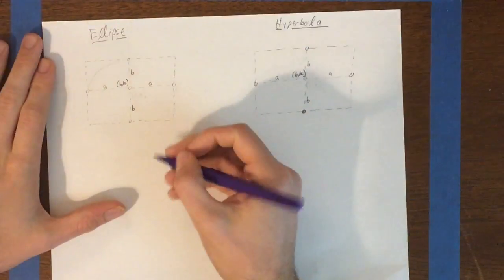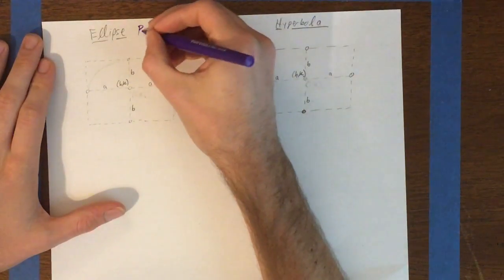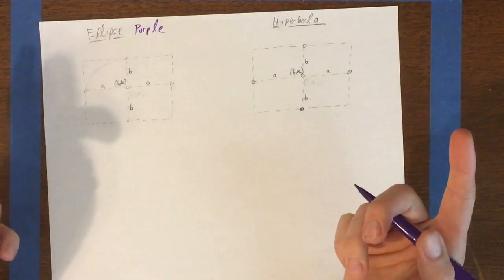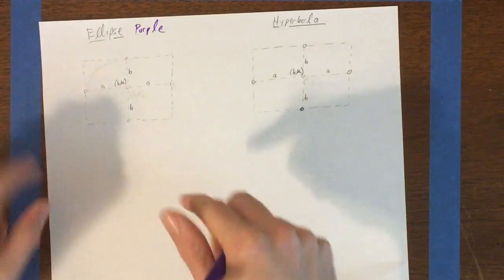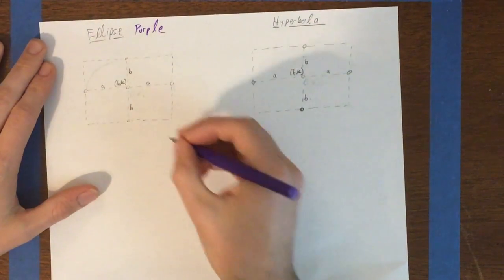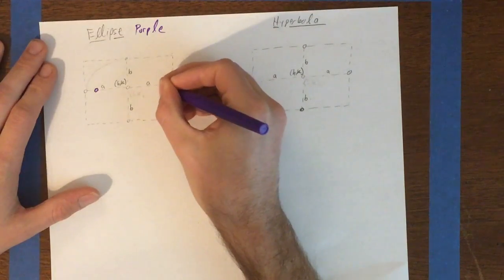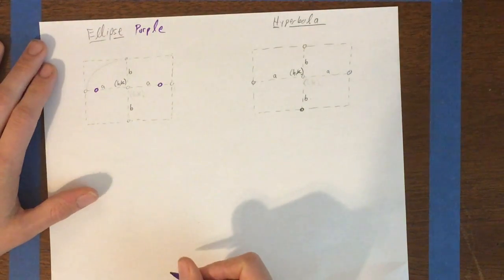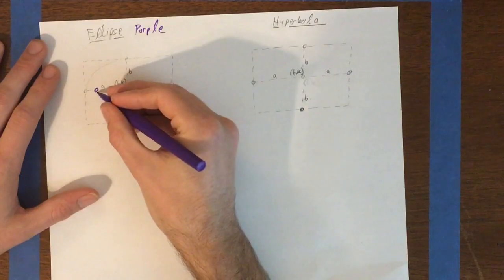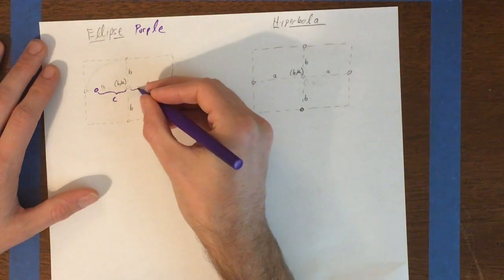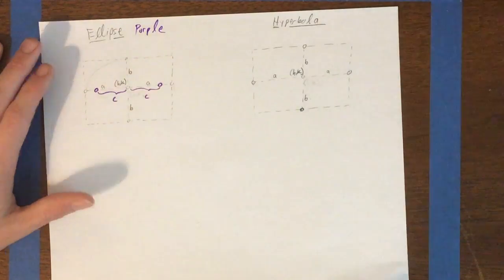So for an ellipse, I'm going to use purple. For the ellipse, you have your foci inside the box at an equal distance from the center. So I'm going to put a focus like here and another focus here, the same distance away on either side. And then this distance to the center would be the value c. Right, so now we have a, b, and c.